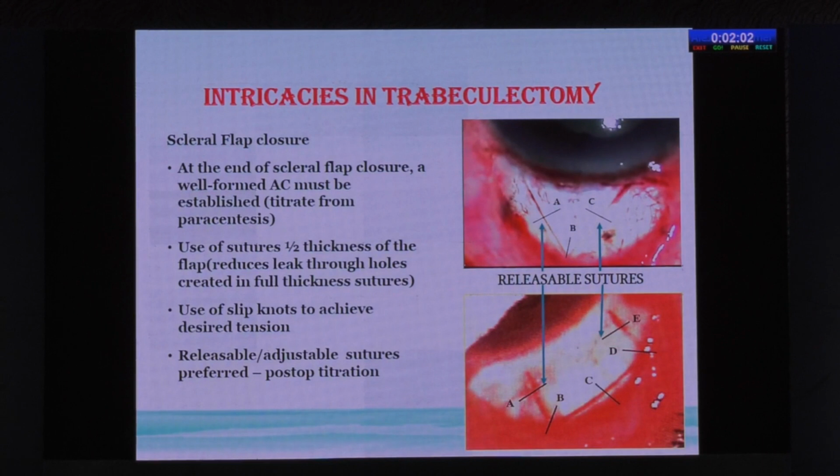Then is a scleral flap closure. So what is the end result? What you want is a well-titrated, well-formed AC at the end of your procedure. So it is important either, nowadays again the trend has shifted towards using releasable sutures, or even Kaur has described a technique of adjustable sutures. And while tying a knot, you use slip knots for that because it helps you achieve a desired tension.